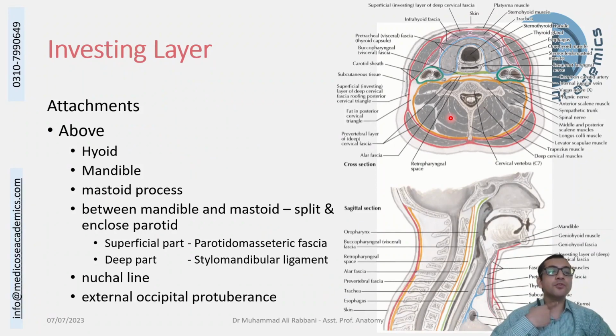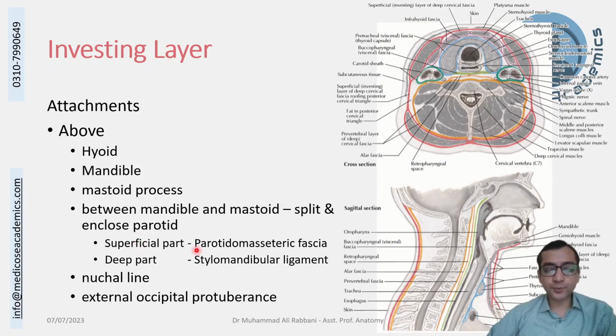You may notice if you move your finger from the angle of the mandible to the mastoid, there is no bone. The fascia has to jump from this point to this point. When the fascia is jumping from the mandible all the way to the mastoid process, it does not jump as a single fascia, it splits.